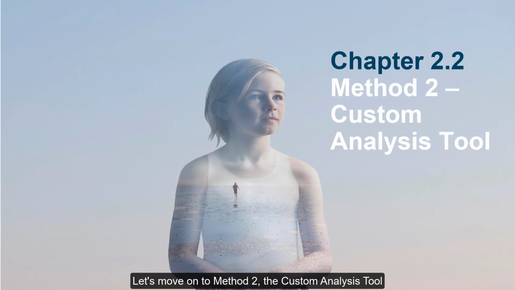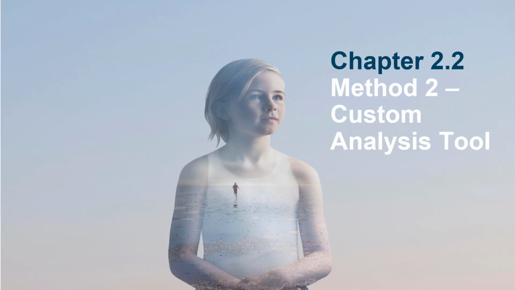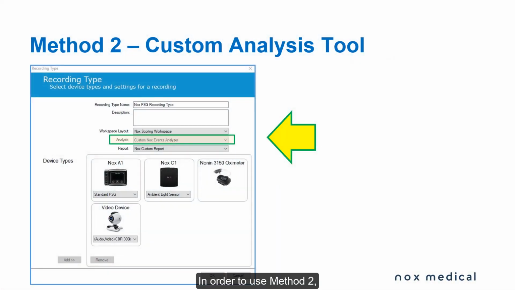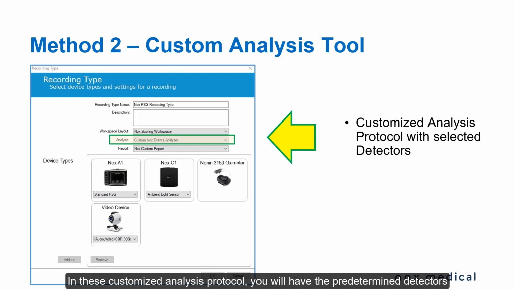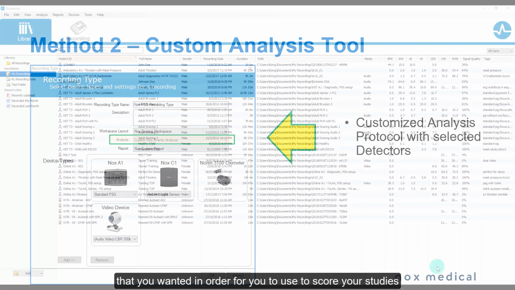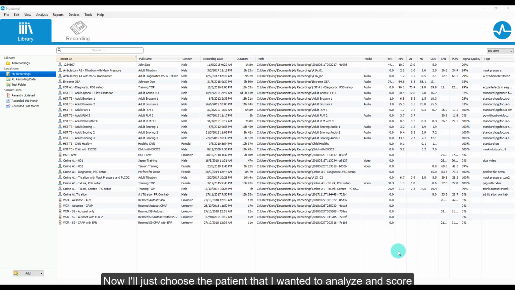Let's move on to method 2, the custom analysis tool. In order to use method 2, in the recording type, you will have to choose a custom analysis protocol for the analysis section. In this customized analysis protocol, you will have the predetermined detectors that you want in order to use to score your studies. Now I will just choose the patient that I want to analyze and score. I just double click on it.